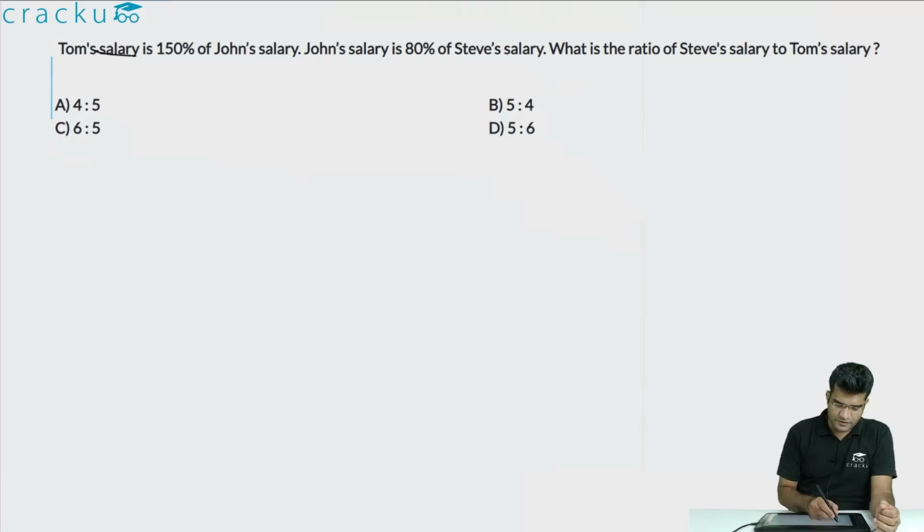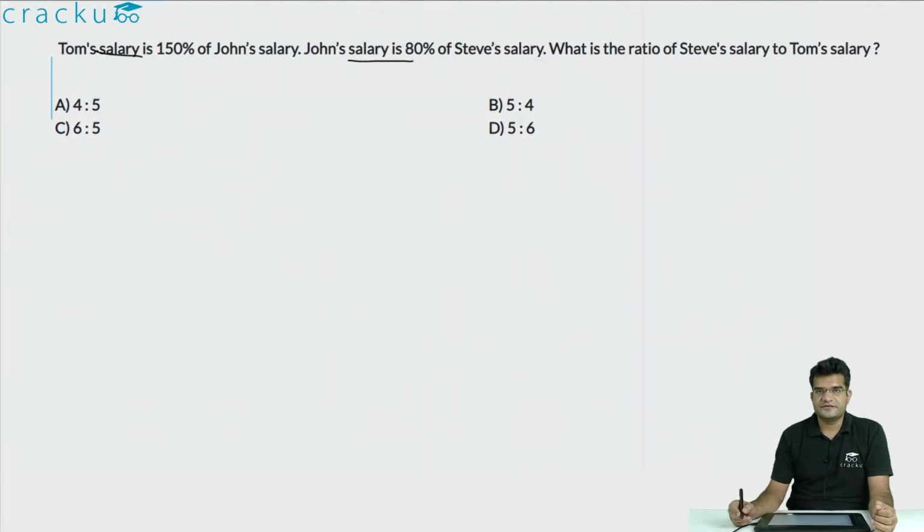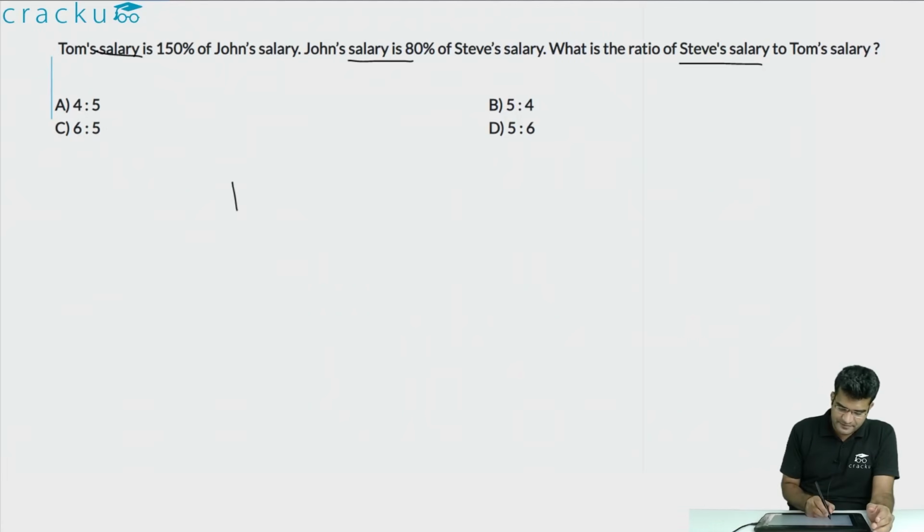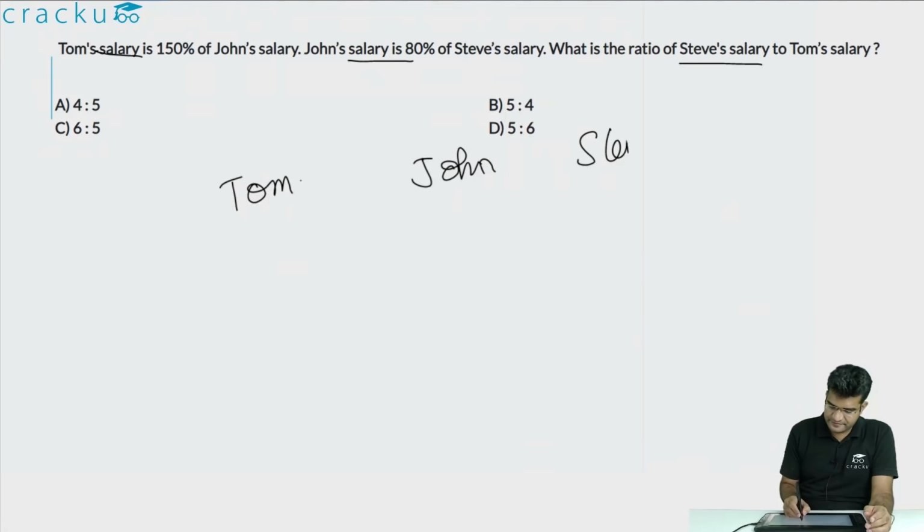In this question, we are told that Tom's salary is 150% that of John's salary, and John's salary is 80% that of Steve's salary. We are required to calculate the ratio of Steve's salary to Tom's salary. So as you can see, there are three people. There is Tom, there is John, and there is Steve.